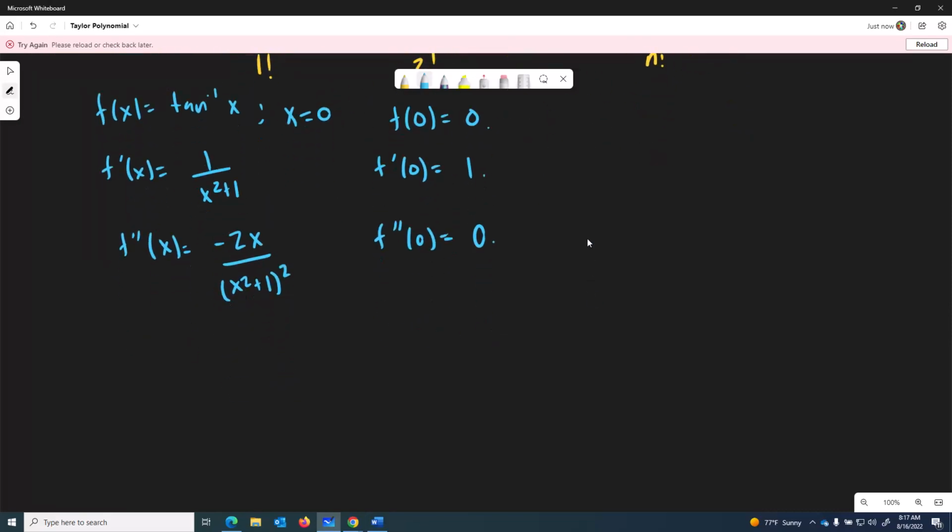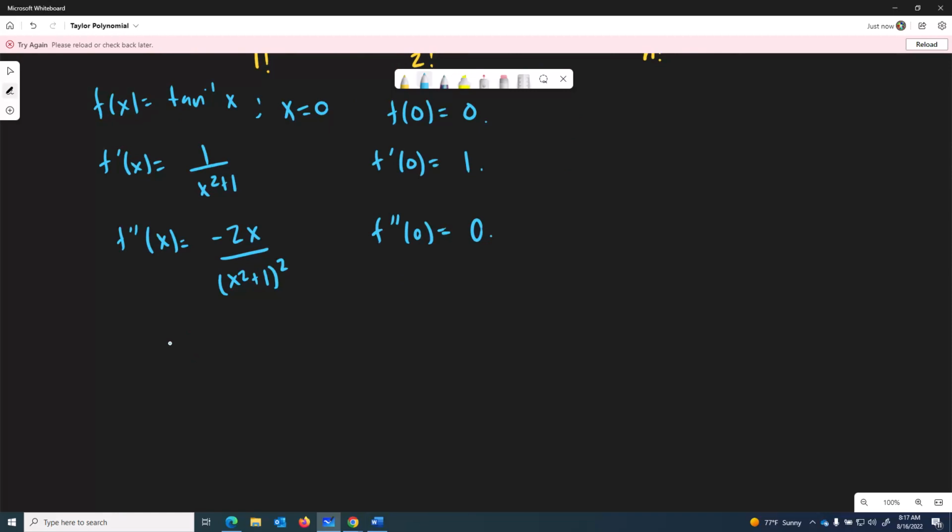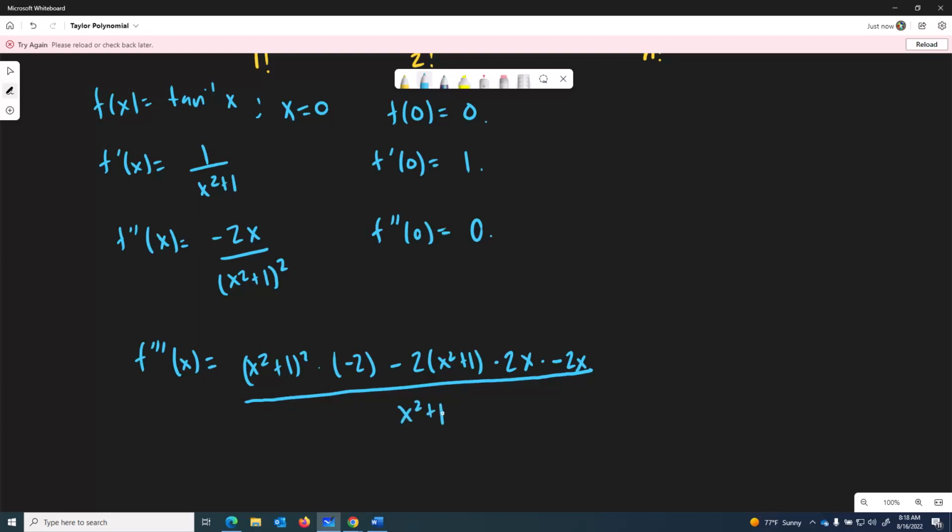Now, from there you would have to take the third derivative using the quotient rule. So using the quotient rule, you're going to have x squared plus 1 squared multiplied by the derivative of the numerator, which is negative 2, minus 2 times x squared plus 1 multiplied by 2x, because the derivative of x squared plus 1 is 2x, and this is multiplied by the negative 2x that we started with, so that would be times negative 2x. All of this is divided by x squared plus 1 to the fourth power, because we're just using the quotient rule.